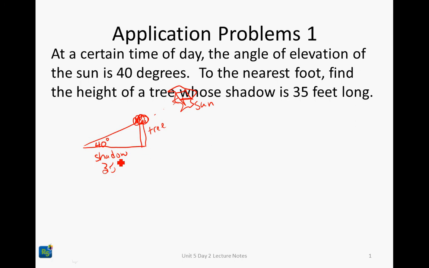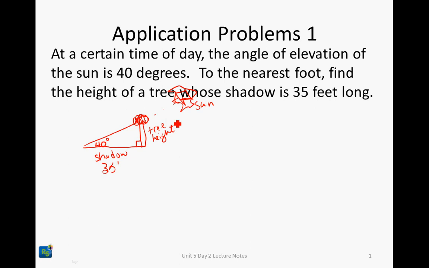The hardest part is deciding how to draw these. So I have an angle of elevation of 40. I have a tree that forms my perpendicular, or the right angle to the ground. Again, that's my line of sight. I have to look up 40 degrees to see the sun in the sky. And the shadow of the tree is 35 feet. So now, to the nearest foot, find the height of the tree. That's what I would like to know.